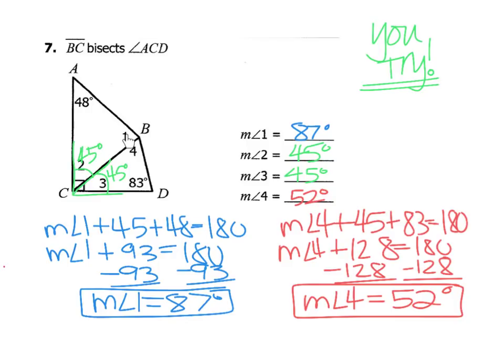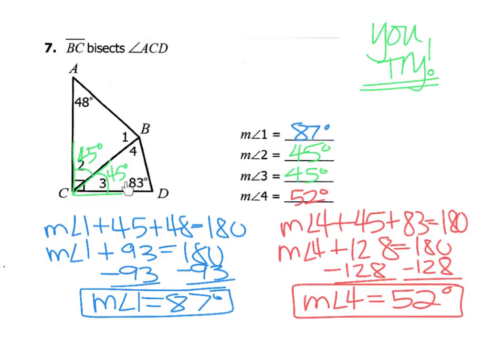Then, to find the measure of angle 1, we want to look at this triangle right here. And the triangle angle sum theorem tells us that all the angles have to add up to 180. The sum of all the interior angles is 180 degrees. So, measure of angle 1 plus 48 plus 45 equals 180. And then we just solve for the measure of angle 1, and we get 87.